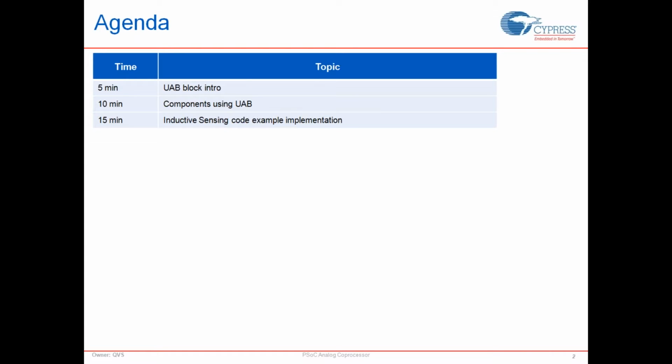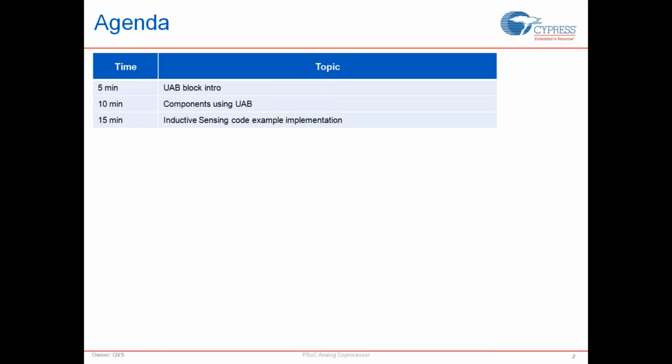So it'll take some time initially to look at the UAB block, what the constituents of the UAB block are, how you could configure the block to act as different components or different functionalities in the analog domain. After that, I'll go into detail on two components that are built using the UAB. These are use cases of how you could use the UAB, and we have created software wrappers that would let you use them as a VDAC or a filter.